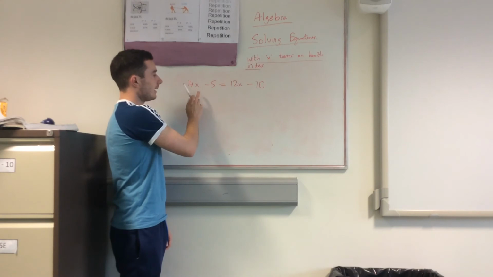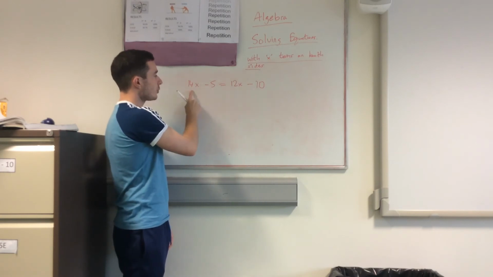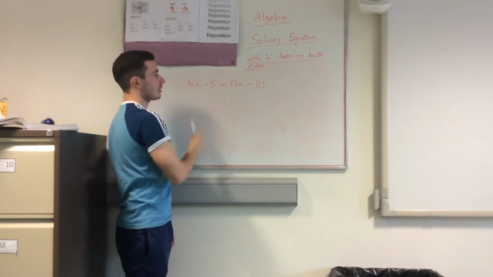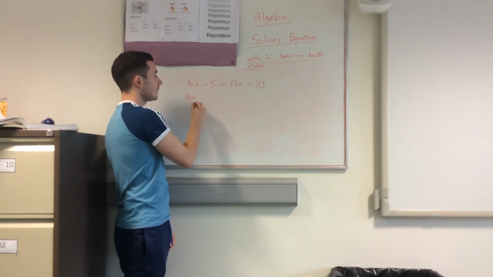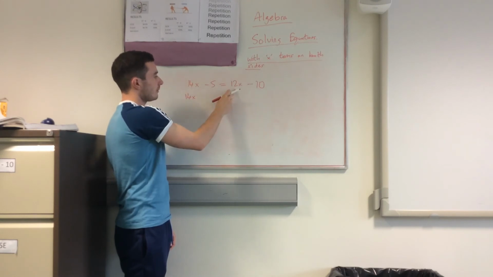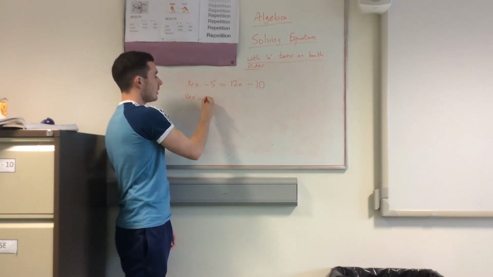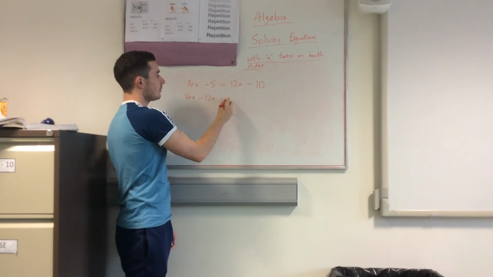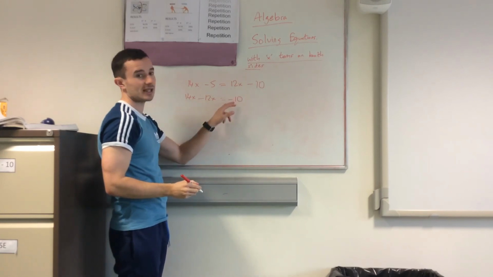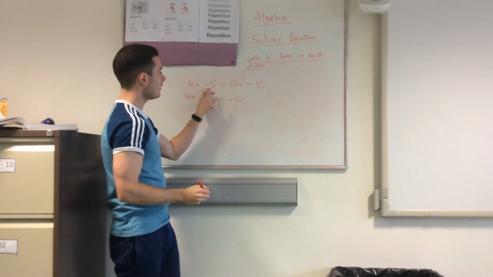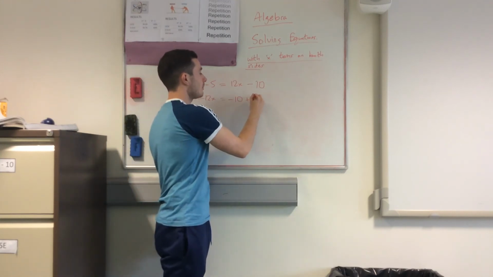I have to look at which side I want to move my x's to. 14x is bigger than 12x, so my 12x is going to come across here. My numbers are going to go across to the right hand side. So 14x stays where it is, my minus 5 is moving, my 12x is coming across and becoming minus 12x equals. My minus 10 stays where it is, so it's still a minus. If it doesn't change side, it doesn't change sign. My minus 5 comes across and is plus 5.